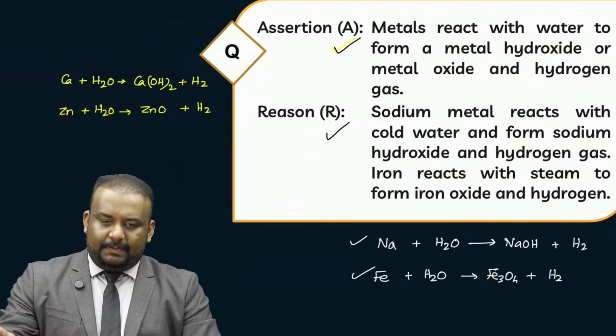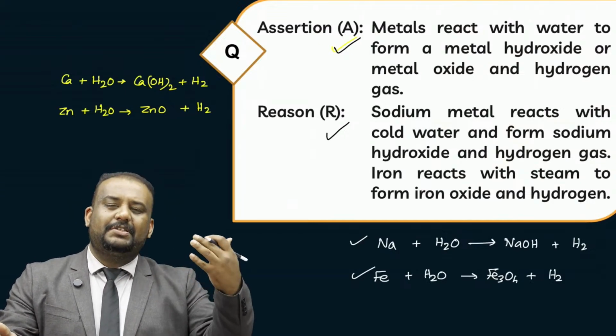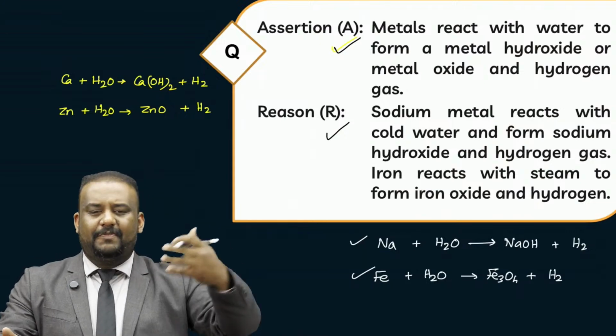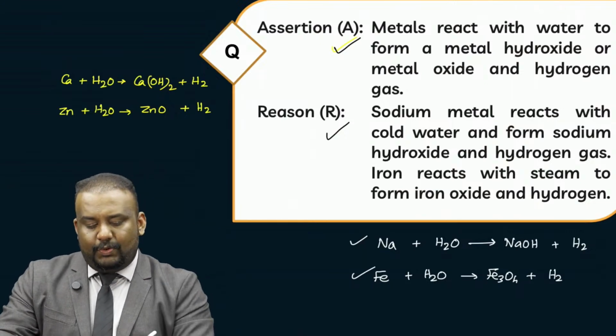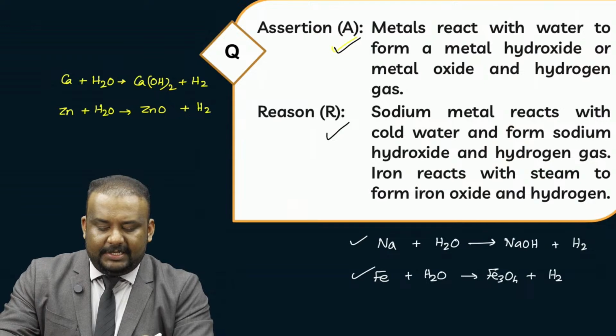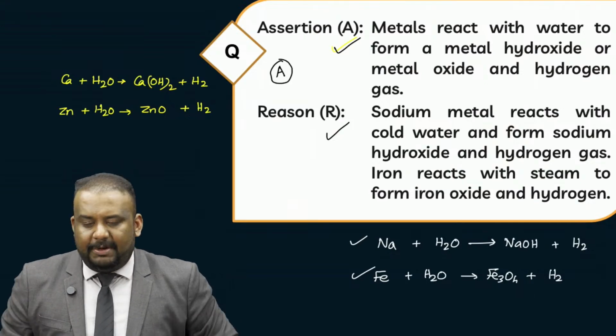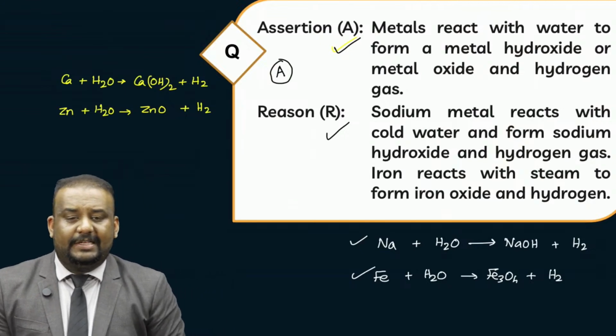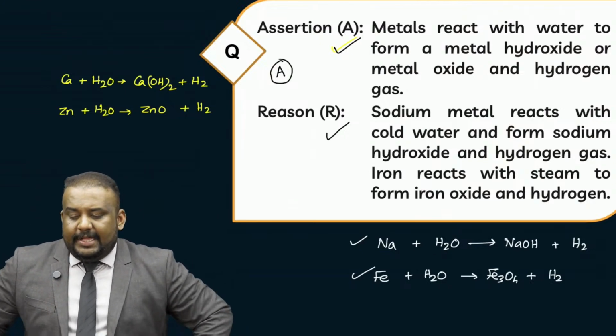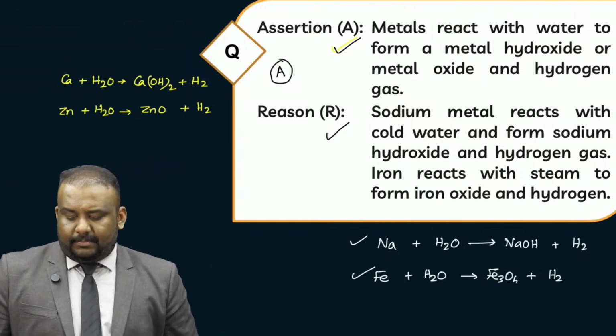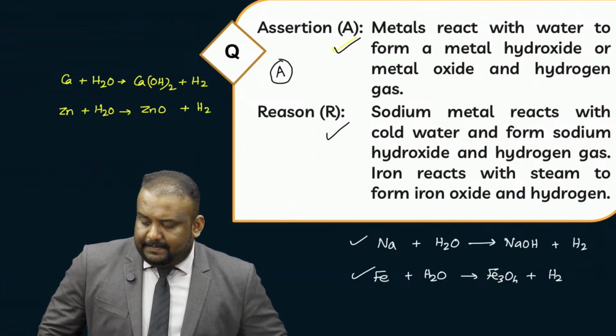So that very well explains that some of the metals are forming hydroxides, some of the metals are forming oxides. So both are dependent statements, and we can select A as the correct choice. The reason is very well supporting the assertion statement. Is it clear, guys? Yes.